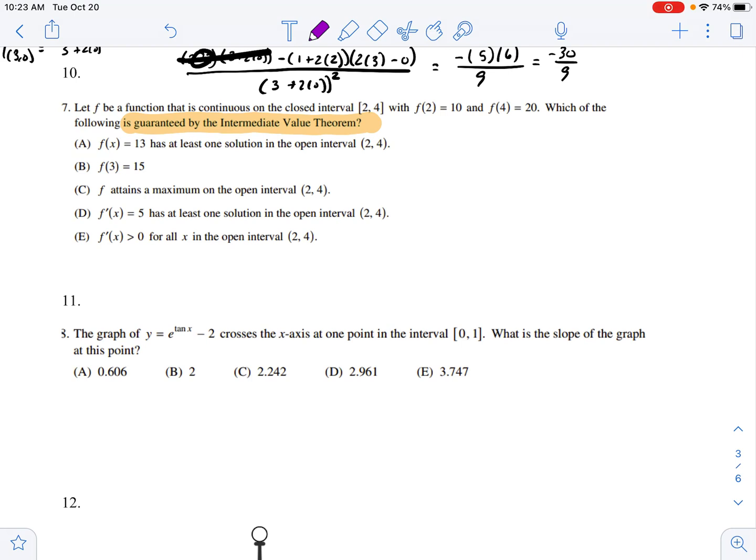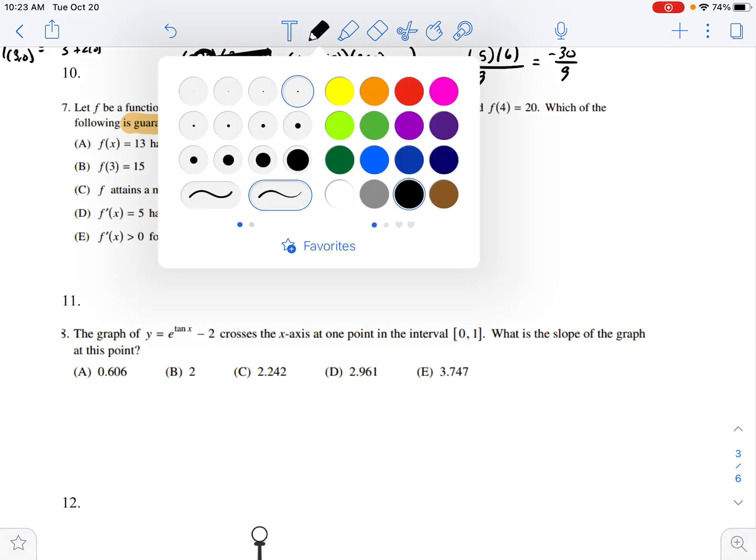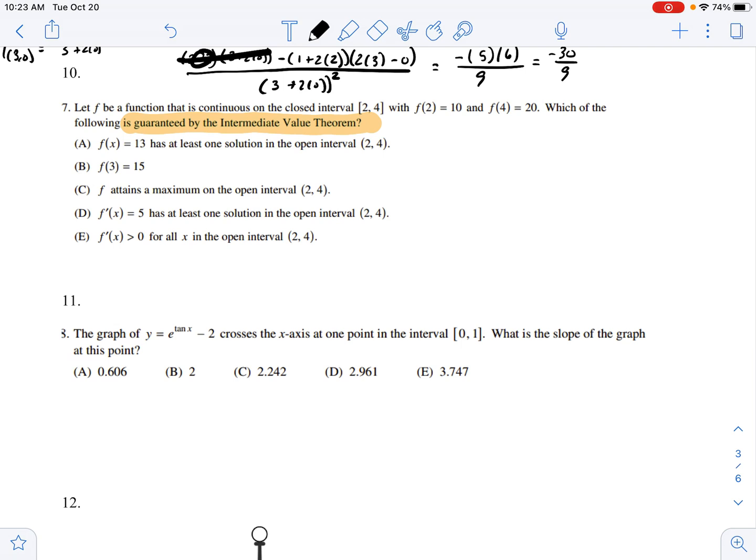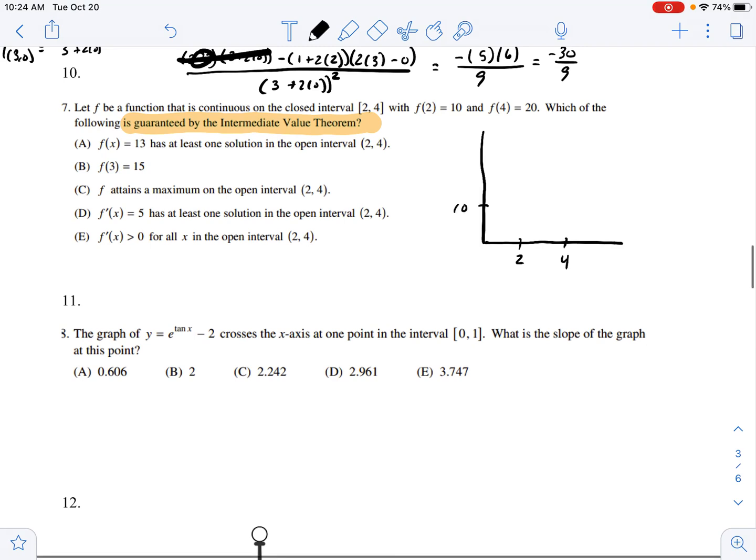If a function is continuous on a closed interval, then it means whatever y value you're going from to whatever y value you're going to, you've got to hit every y value in between. And there will be an x value within the given interval that goes with that y value. So what's going on here? Well, look, we're on the interval 2, 4. So let me kind of make this real quick. We know that f of 2 is 10, so the y value at 2 is 10. The y value at 4 is 20.